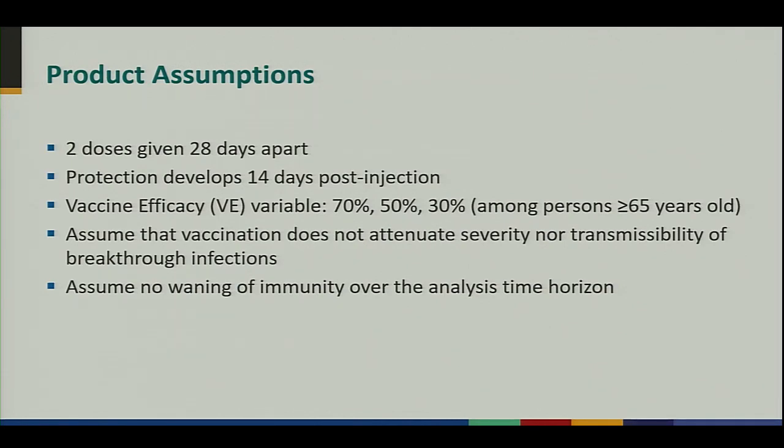The product assumptions for these analyses included 2 doses of vaccine given 28 days apart, with protection developing 14 days post-injection. We evaluated a VE variable of 70%, 50%, and 30% among patients 65 and older. And we assume that vaccination does not attenuate severity nor transmissibility of breakthrough infection. We assume no waning of immunity over the analysis time horizon. Next slide, please.